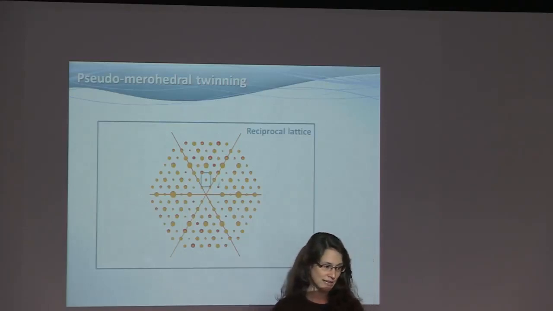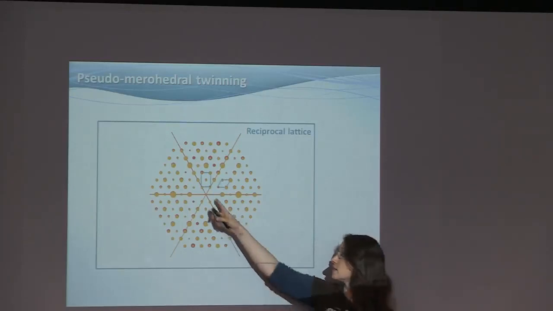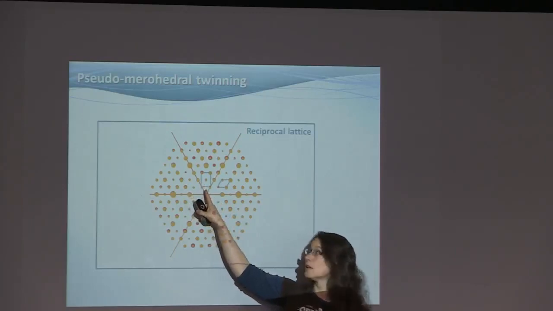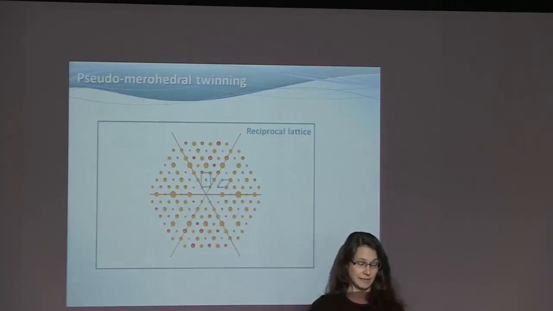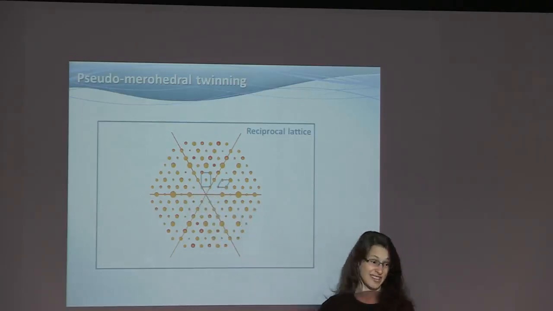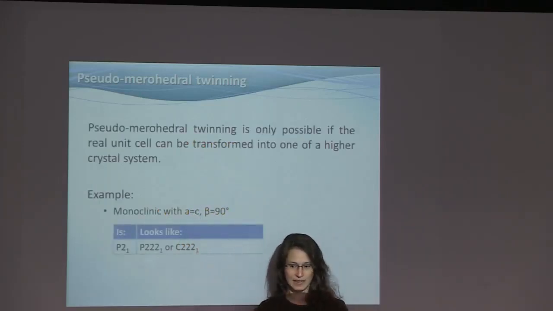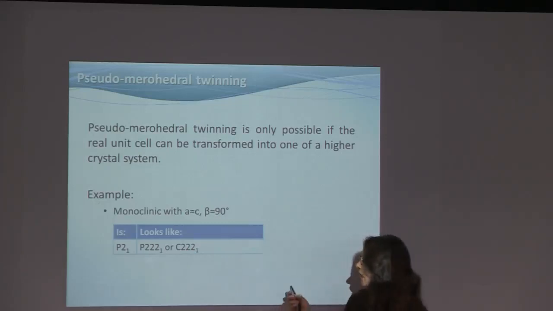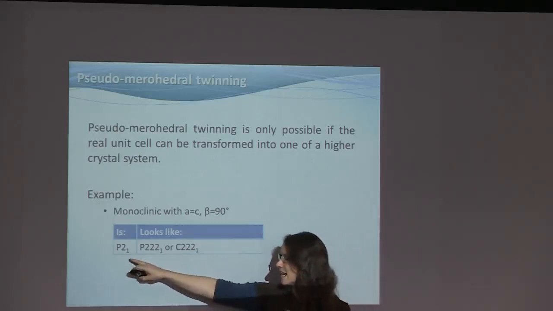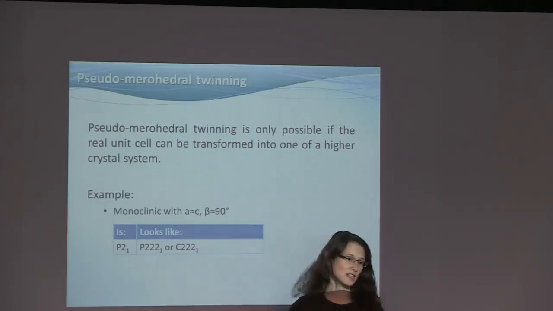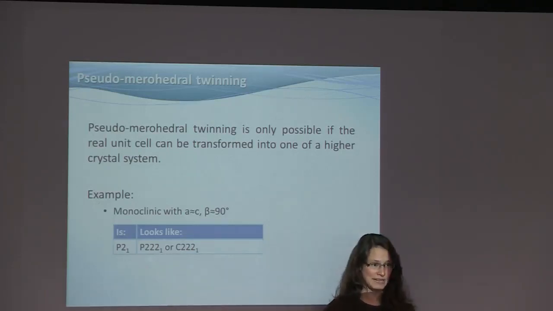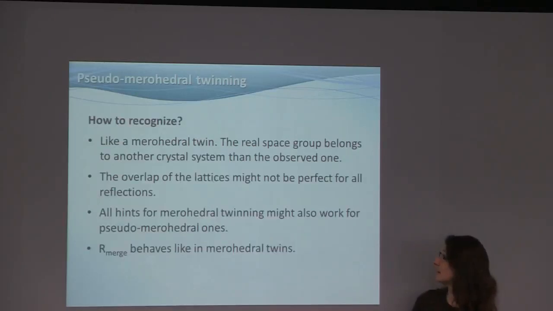I could draw now in this lattice an orthorhombic centered cell. But I could also draw a monoclinic cell. The crystal is originally monoclinic. As you can see, this can only happen if monoclinic has approximately a being c and beta being approximately 90 degrees. Classical case is P21 looking like C2221. Really, really classical. There are a lot more possibilities.